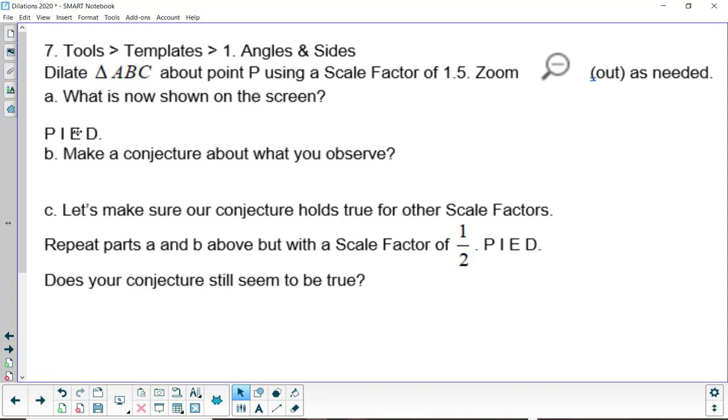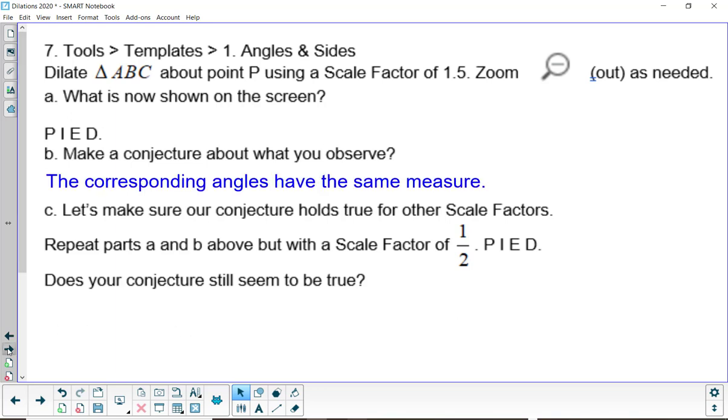So go ahead and answer the questions in number 7. Press pause, resume when needed. Again, the corresponding angles do have the same measure. Even when we changed to a scale factor of 1/2 it was true, and with a scale factor of 3 it was true. So let's go back and investigate some more.